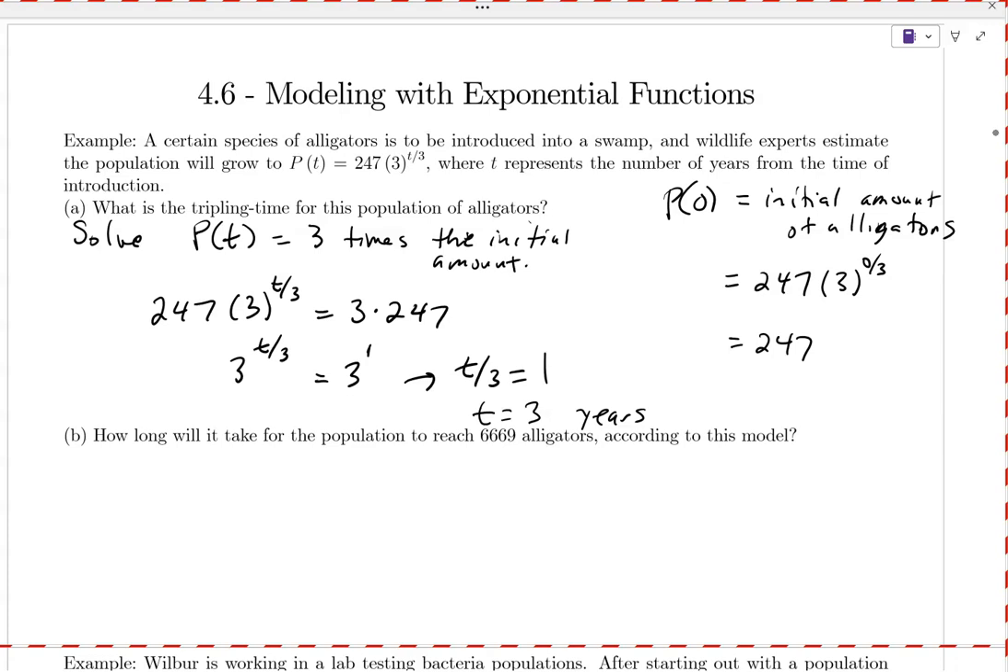All right. How do we attack the next one? It says, how long will it take for the population to reach 6,669 alligators? What would you do? Good. And solve it in the same way we just did a second ago, right? Solve it just like we did the previous one. What would you do first? Divide by the 247. This one I would simplify. What do you get when you take 6669 and divide it by 247? What do you get, 27? Good.